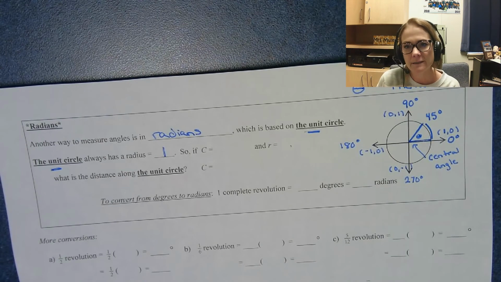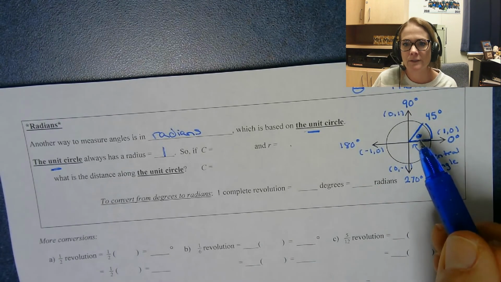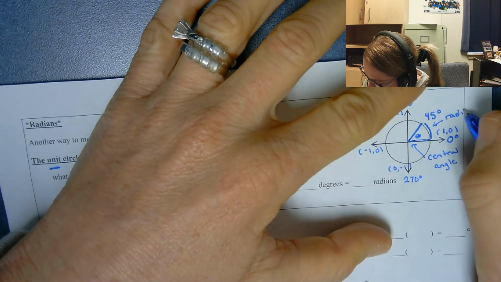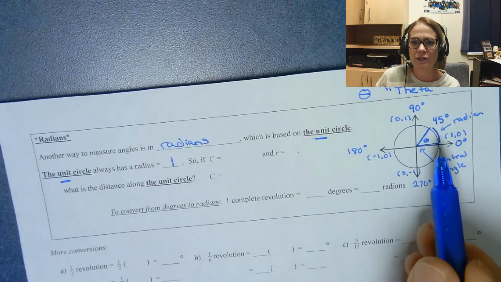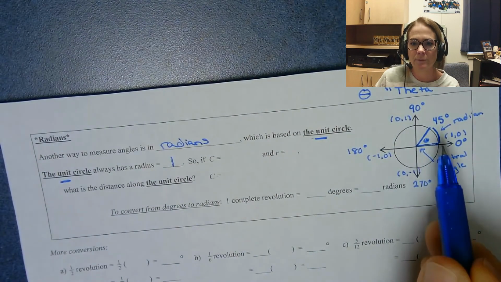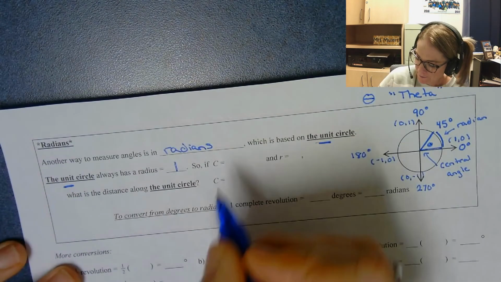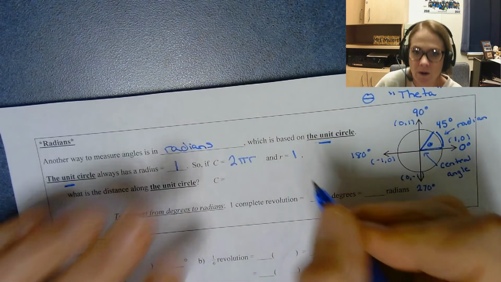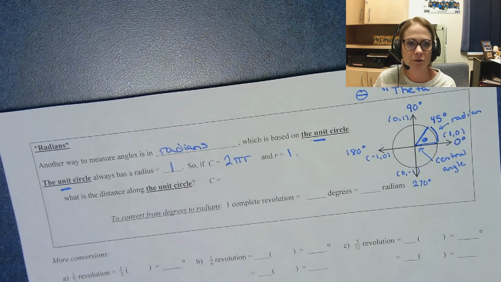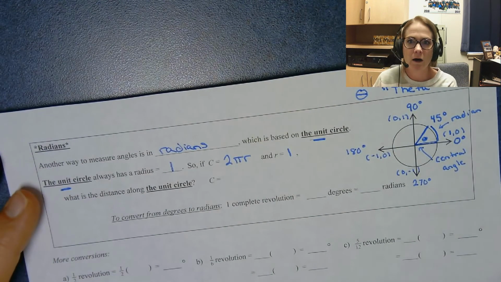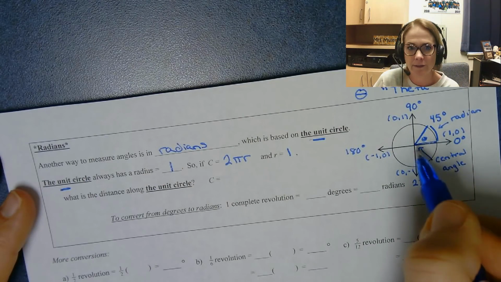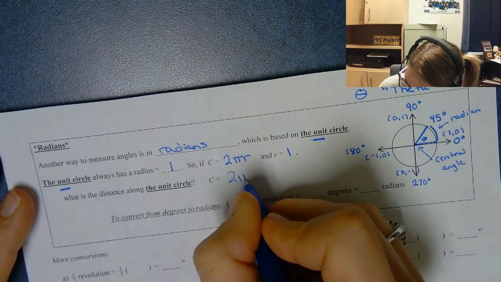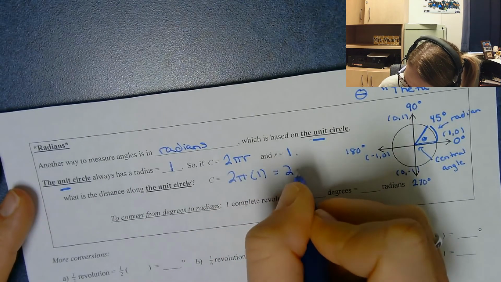If we wanted to look at this angle in degrees and in radian measure, we're just looking at a fraction of the full rotation, and the full rotation would be the full circumference of the circle. C stands for circumference, and the formula for circumference is 2 pi r. We're keeping our radius at 1 because radians are defined off the unit circle. So what is the distance along the unit circle? In terms of the central angle, sure, 360. But along the circumference, that would be 2 pi r, so 2 pi times 1, or just 2 pi.